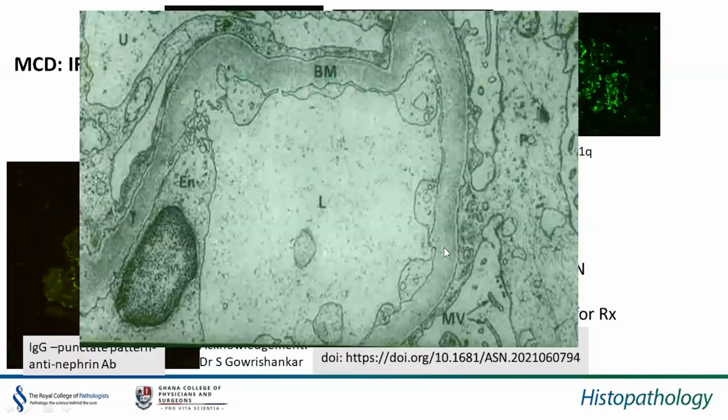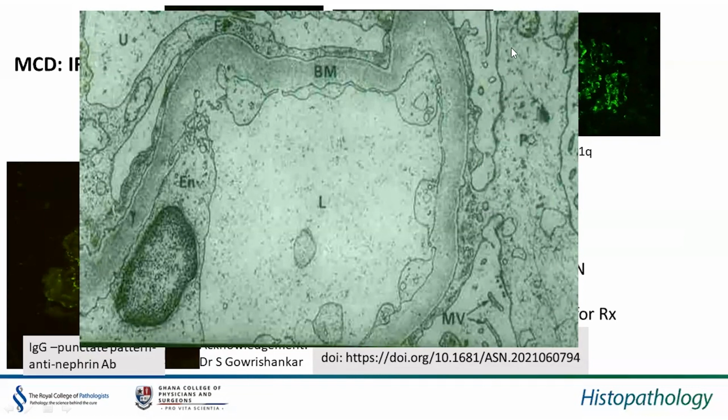At electron microscopy, the characteristic feature is diffuse foot process effacement. Extensive diffuse foot process effacement, as you see here. You can barely see a foot process here. The rest are all effaced. They're all taken up into the cytoplasm. The foot processes have merged with the cytoplasm of this very, very swollen podocyte.